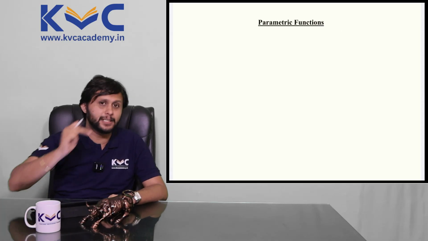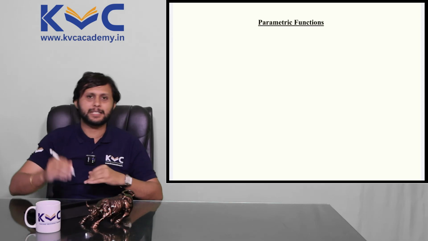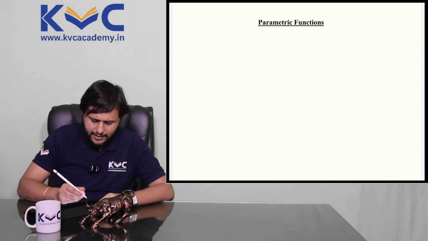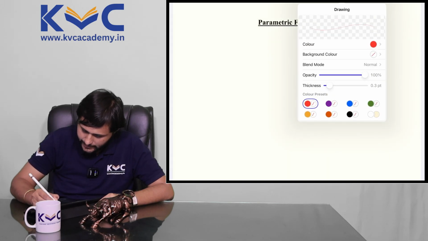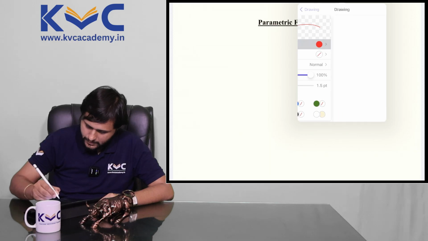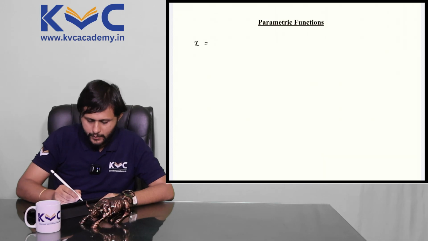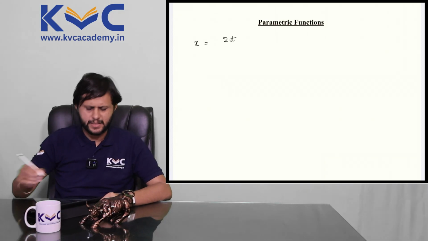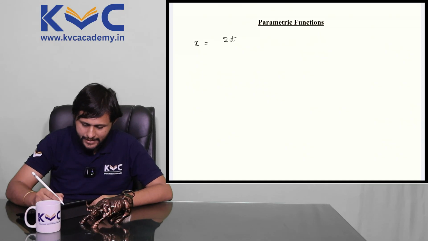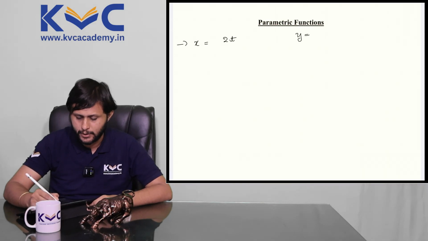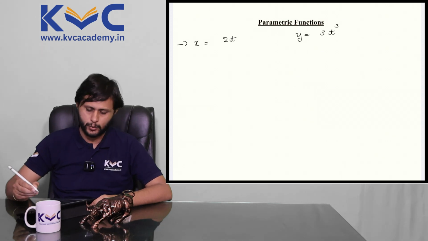Now comes the third variable. What if both the variables that we have taken so far, that is x and y, are expressed using a third variable? Let me give you an example. Let's say x is equal to 2t, x is expressed using a third variable. I will also write y is equal to 3t cube.